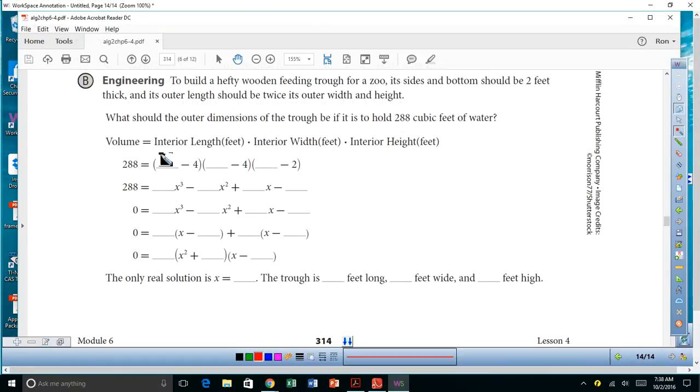So it kind of sets it up. Its sides and bottom should be 2 feet thick. Its outer length should be twice its outer width and height. So we're going to have 2x and then x and x. Okay, 2x minus 4. And if we multiply all these together, we get 2x cubed minus 16x squared plus 40x minus 32.